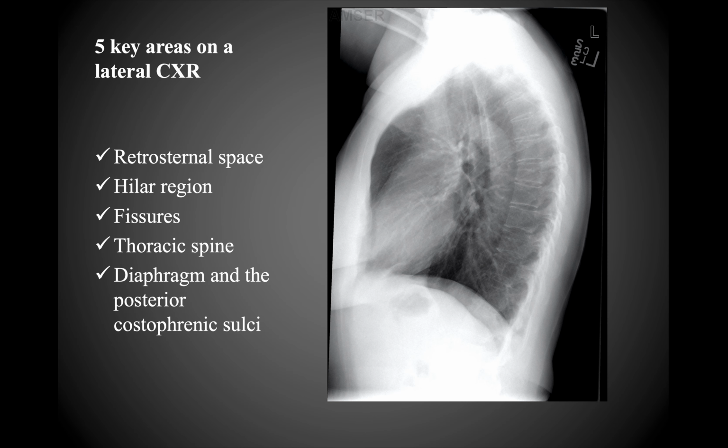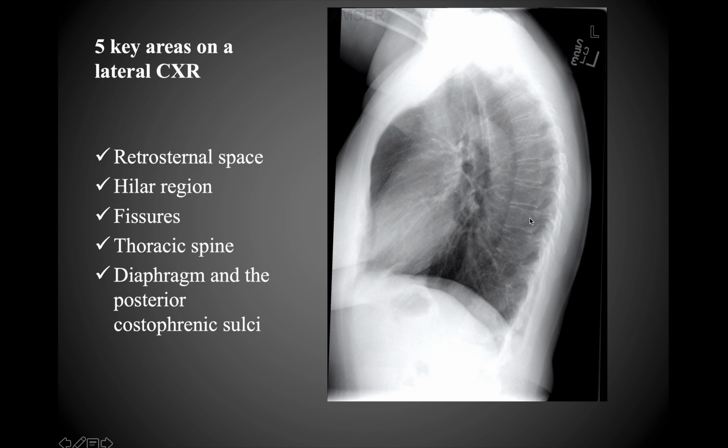And so now we're going to talk about lateral chest x-rays. So there's 5 key areas on the lateral chest x-ray. So it's going to include the retrosternal space, the hilar region of the lung, again, this area right here, the fissures of the lung, as well as the thoracic spine.